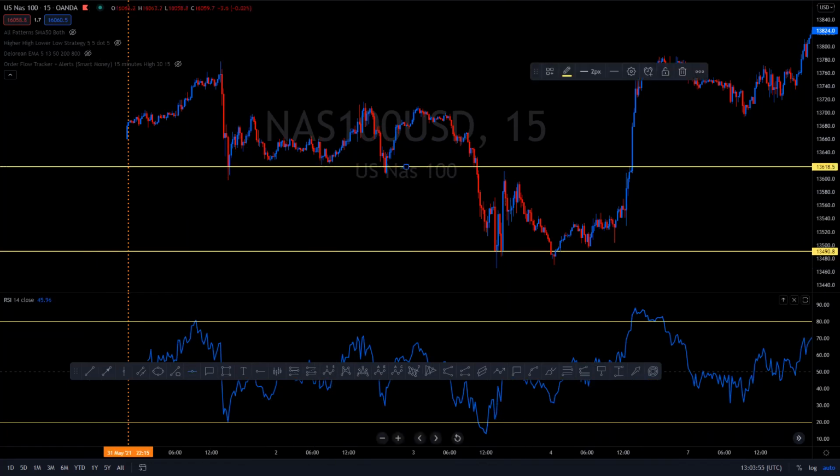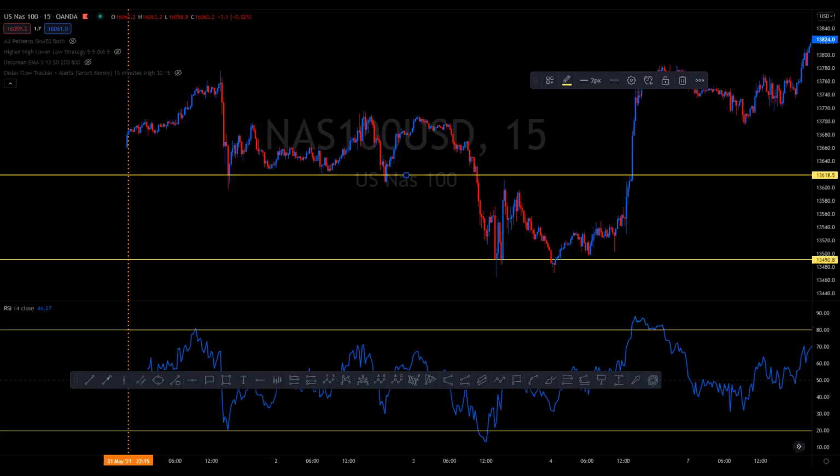I'm going to mark this. Let me pause this recording real quick. Okay, sorry about that. We marked up this zone here, so this is a good zone.